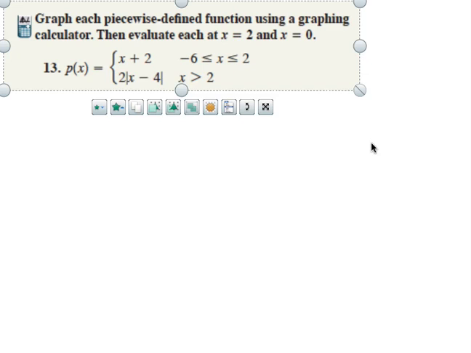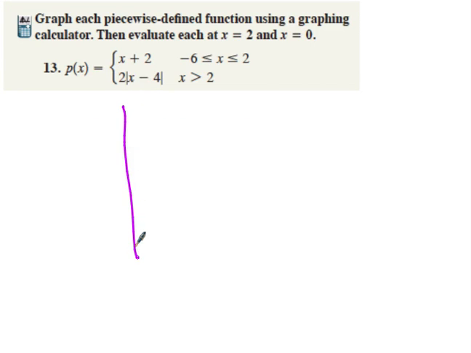Otherwise, most of these are just basic horizontal and vertical shifts, so we can do these by hand if you don't want to do them on your calculator. Number 13 would look like this then. From -6, I'll show you 2 different ways to do this. There are multiple approaches. Whichever one makes most sense to you, go ahead and use.